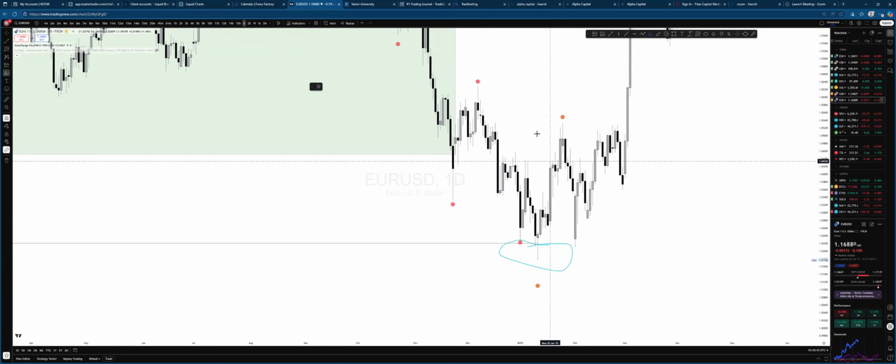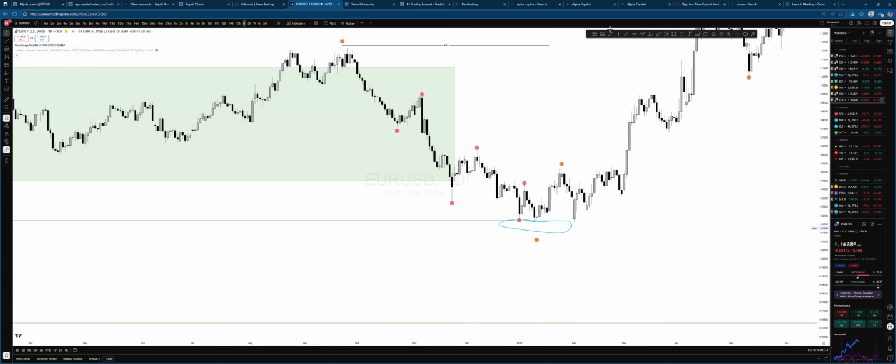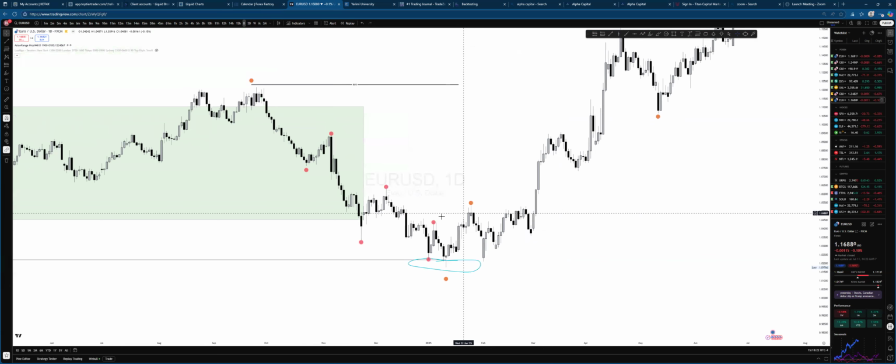Now, this low led to this high here that led to this low that broke this structure. And that was the last break of structure by price. So now we can say this low led to this high, broke this structure. This is the change of character on the daily time frame.